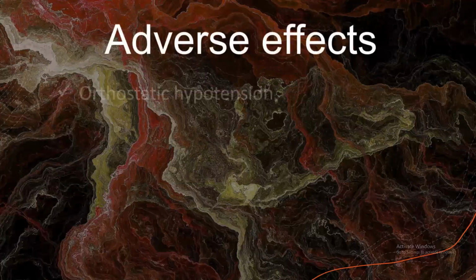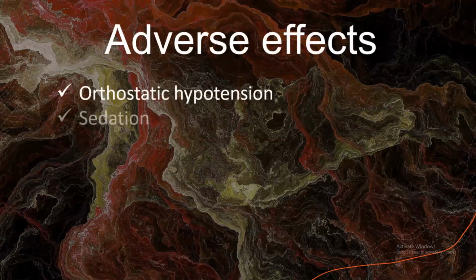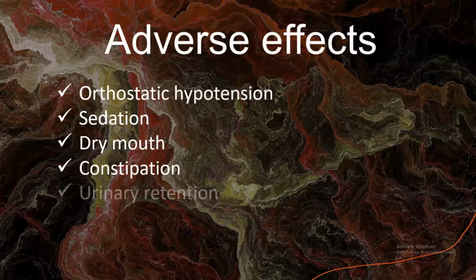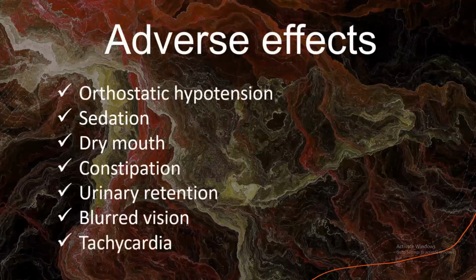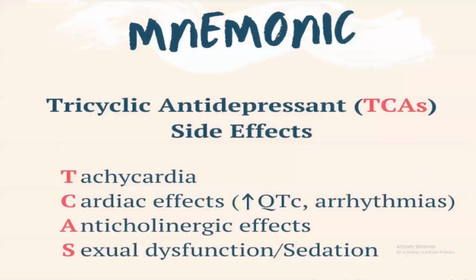If we talk about the adverse effects of the TCAs, they include orthostatic hypotension, sedation, dry mouth, constipation, urinary retention, blurred vision, and tachycardia. Some of them we can remember with an easy mnemonic, TCA. T is for tachycardia, C is for cardiac effects: it increases arrhythmias or the QTc. A is for anticholinergic effects, like dry mouth and constipation. Then S is for sexual dysfunction or sedation. So this is an easy way to remember the TCA side effects. These are the more common ones.